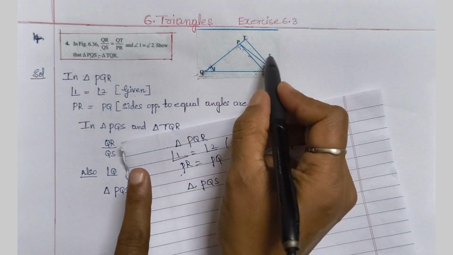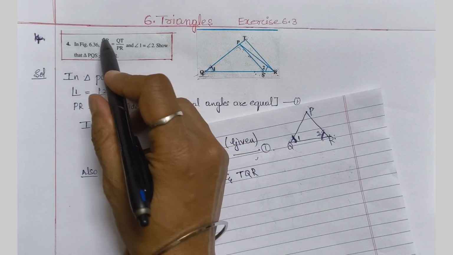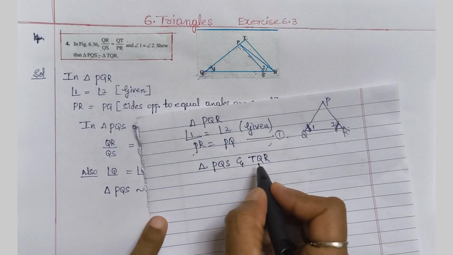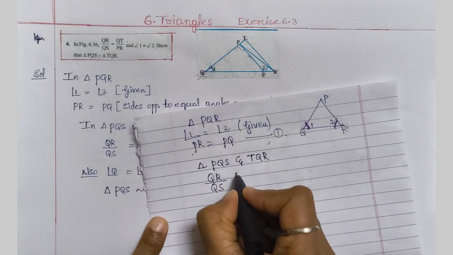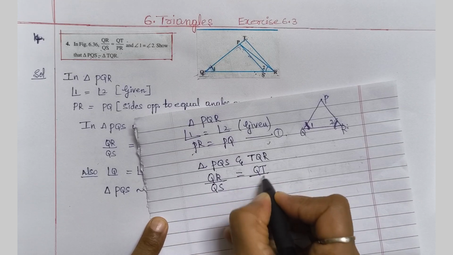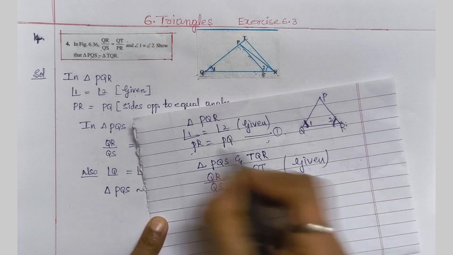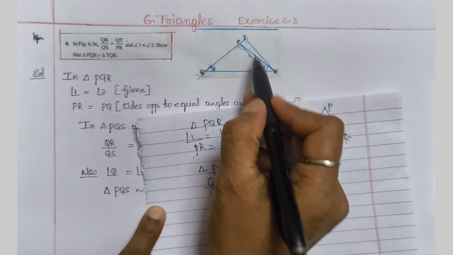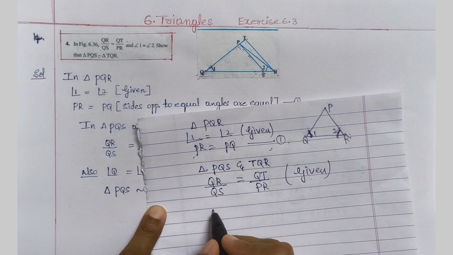Now in the question, what is given, try to understand. Similar triangles means the sides are proportional. First we will write what is given in the question: QR by QS is equal to QT by PR. You can write it. Now, writing after this, for this triangle, we take QR by QS as it is.